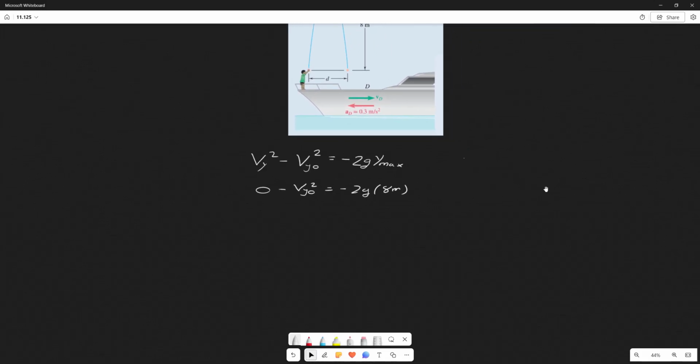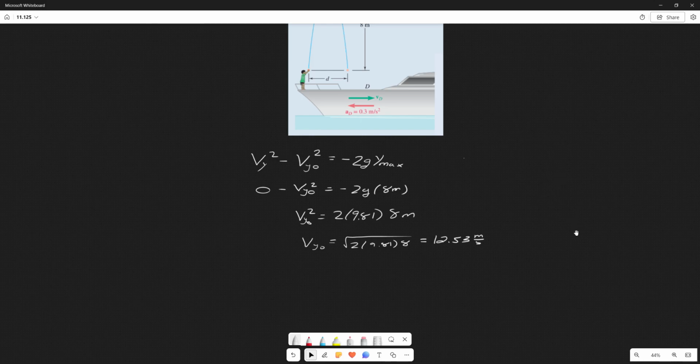We can now solve this for the initial velocity. So I cancel out the minus sign. I have vy0 squared equals 2 times g, g is 9.81, times 8 meters. I take the square root of both sides and I have vy0 equals the square root of 2 times 9.81 times 8. And this works out to be 12.53 meters per second. So we know that the ball was thrown with initial y velocity of 12.53 meters per second.